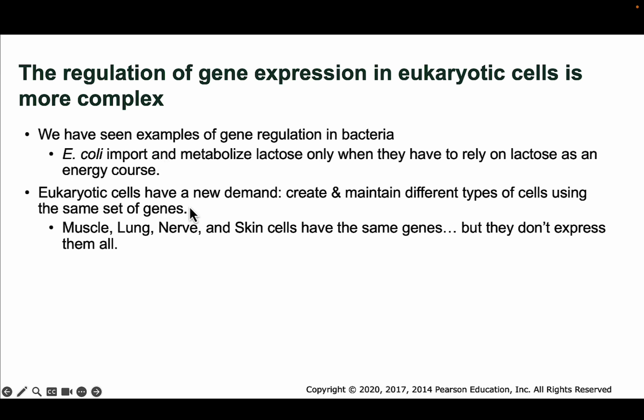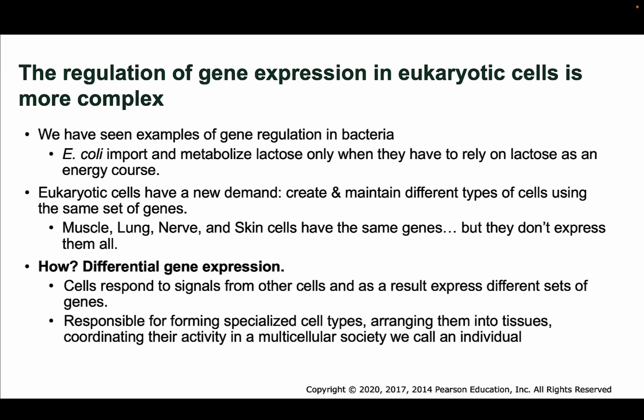Eukaryotic cells have to meet an additional demand that bacteria do not have to account for. And that is that eukaryotic cells have to create and maintain different types of cells, but they have to do it using the same set of genes. Okay, so what I mean by that is that we can have a muscle cell or a lung cell, for example, and those two cells will have the same set of genes, okay? But they may not express or turn on the same set of genes, okay? So they have to have a way to decide which sets of genes they will express or turn into mRNA, and then turn that mRNA into protein.